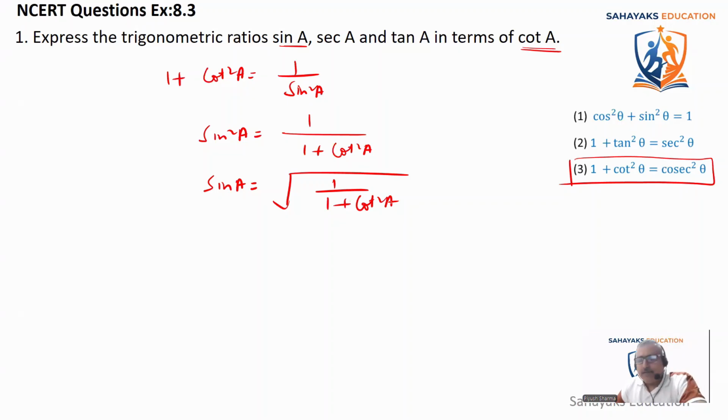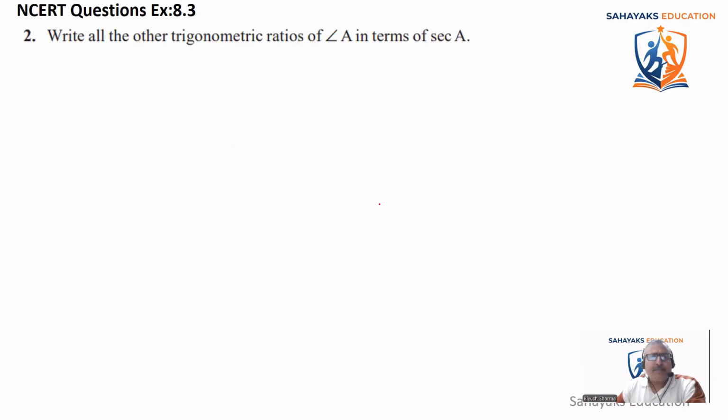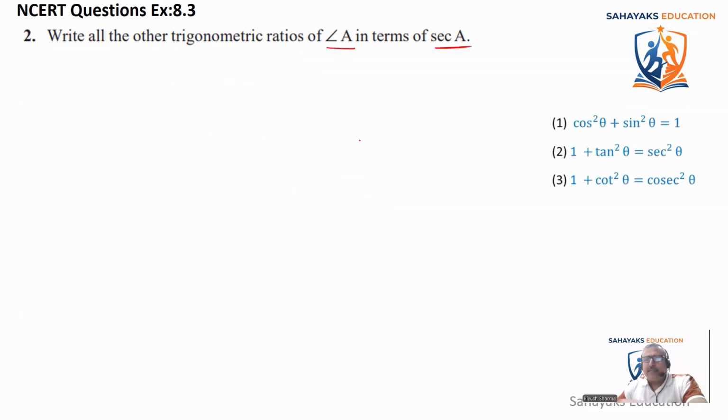So these three are done. This is a pretty simple question. Coming to the next: write all other trigonometric ratios of angle A in terms of sec A. So it is a similar question, and let's write the identities here. So what are the identities? We have to write sin A, cos A, tan A in all three terms.